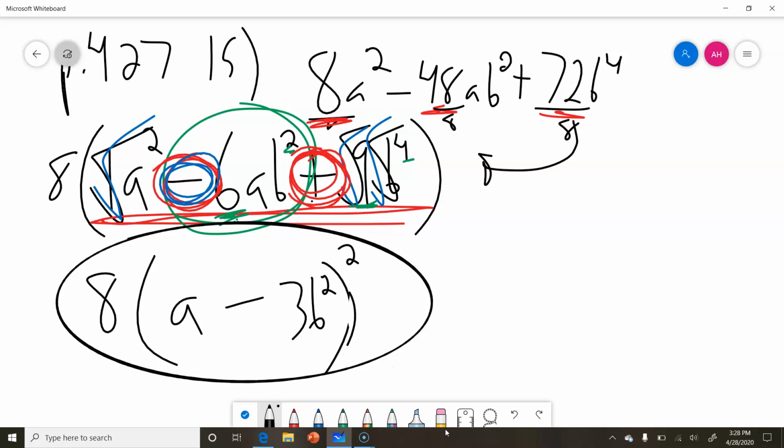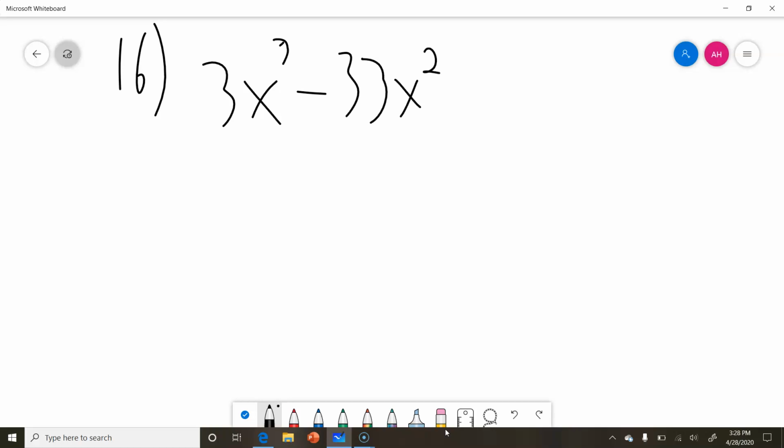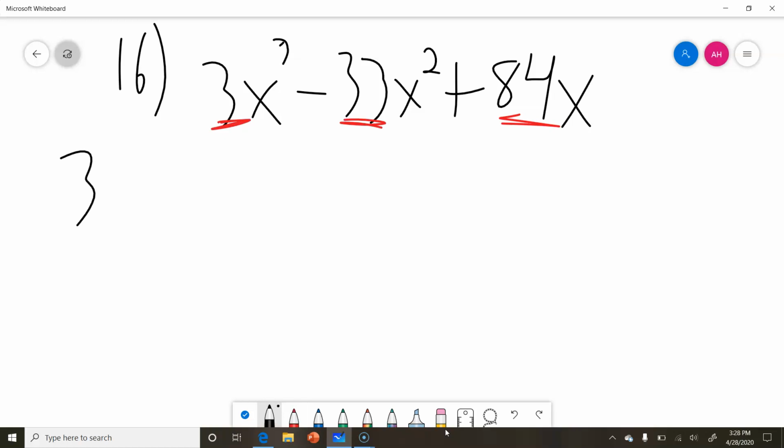Let's do another one. This is number 16. Okay, so same page. This is number 16. If you're doing it with me, you're going to have less homework. 3x cubed minus 33x squared plus 84x. Now, again, what do I always look for first? Can I take out the numbers? And yes, they're all divisible by 3. So I divide by 3.